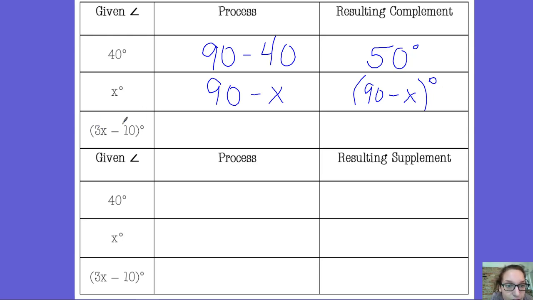So if my angle is 3x minus 10, if that's my measure, my angle is 3x minus 10 degrees, same process. I'm going to take my angle and subtract it from 90. But this time, I have to keep that in parentheses. So what I'm going to have to do is take this negative and distribute it. So that's going to give me 90.